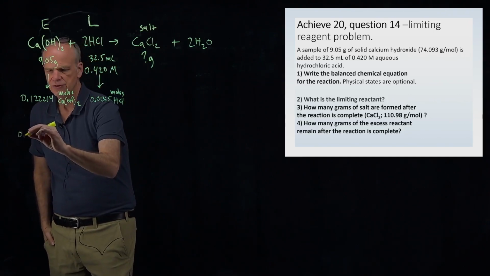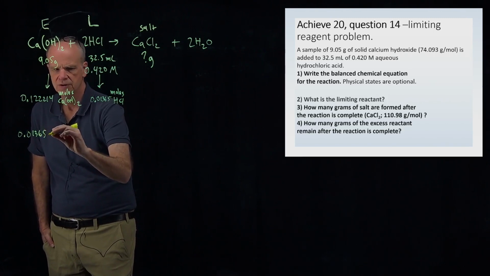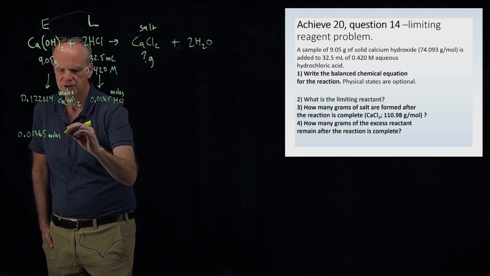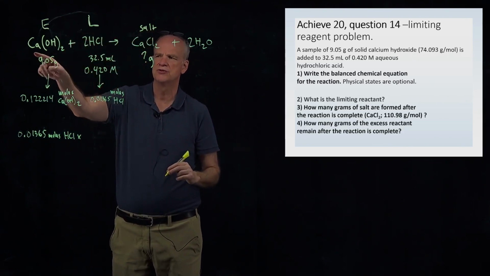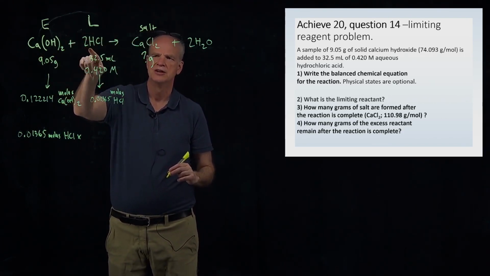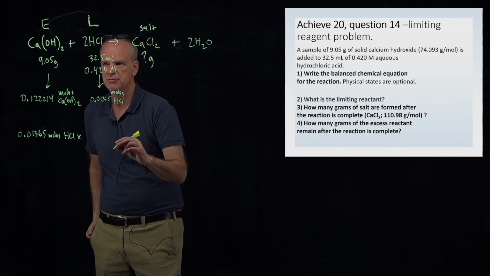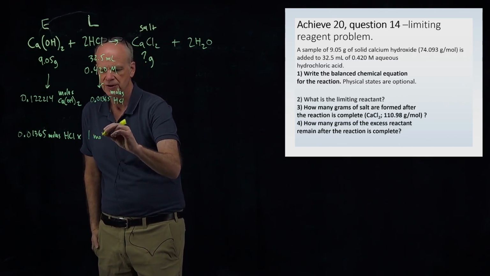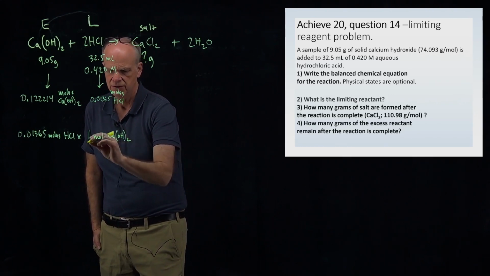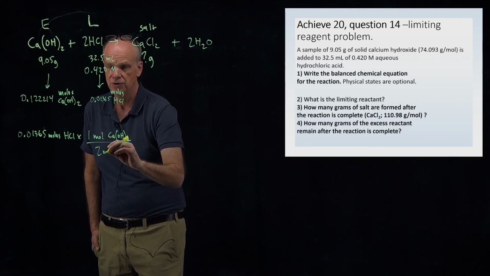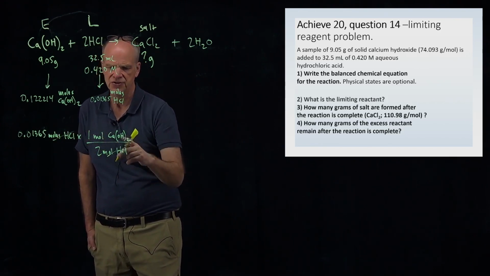So we start out with, again, 0.01365 moles of HCl. And we're going to try to figure out, if the ratio of calcium hydroxide to hydrochloric acid is 1 to 2, how many moles of calcium hydroxide will react? So it's going to be 1 mole of calcium hydroxide over 2 mole HCl. And now you can see that the moles HCl cancels out and you get moles calcium hydroxide.